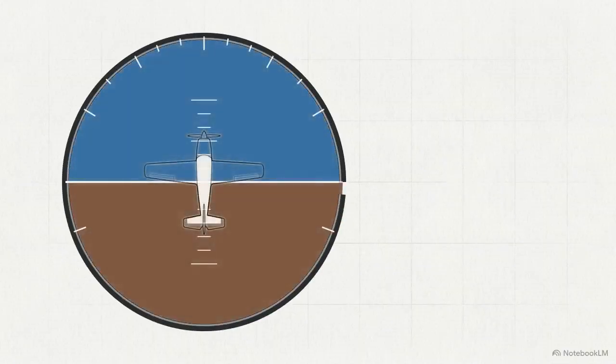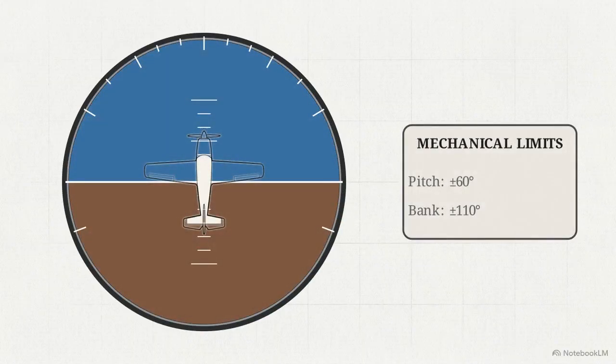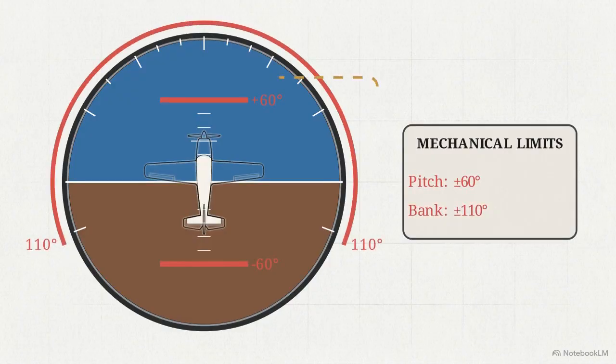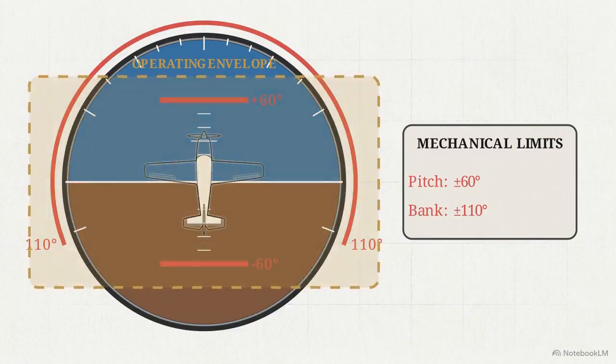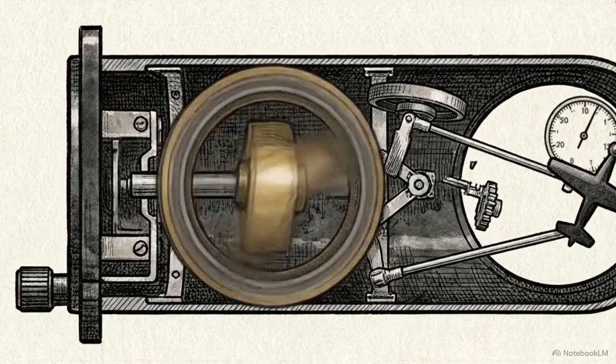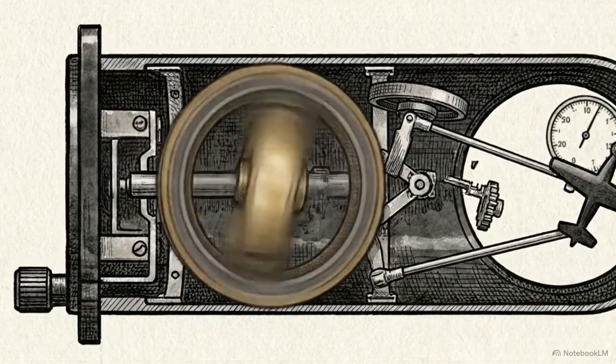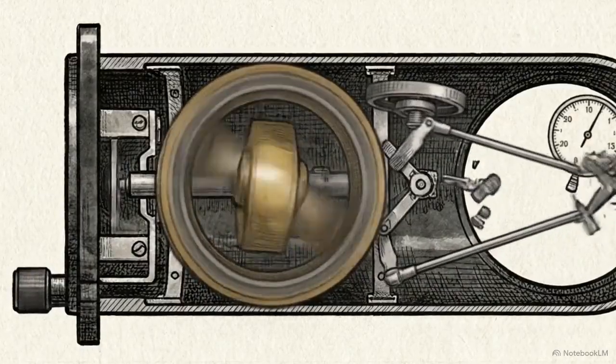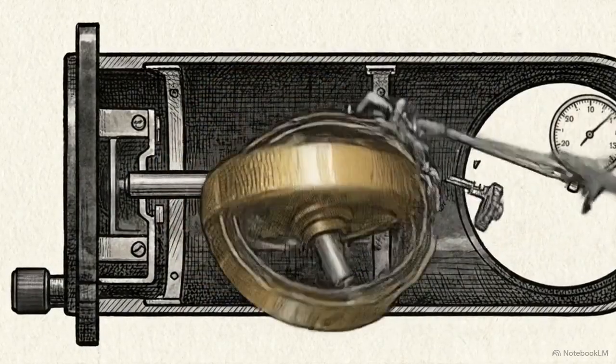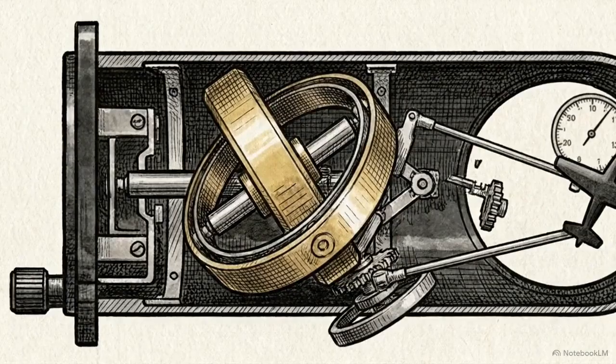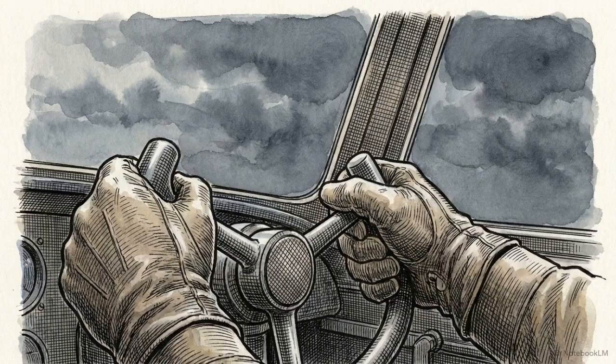Additionally, a standard conventional artificial horizon operates within absolute mechanical limits, typically 60 degrees of pitch and 110 degrees of bank. Exceeding these limits causes gyro topple. The gyroscope violently tumbles out of its stable position, rendering the instrument completely useless until it eventually re-erects. Trusting the artificial horizon during prolonged extreme maneuvers or rapid acceleration will induce spatial disorientation and incorrect control inputs.